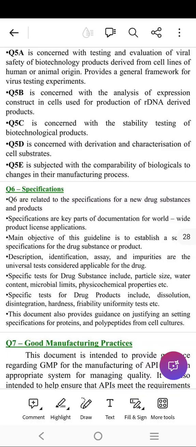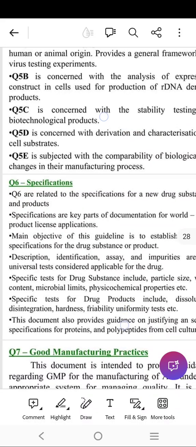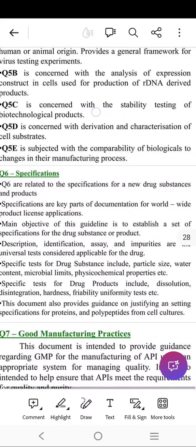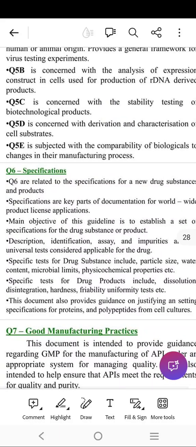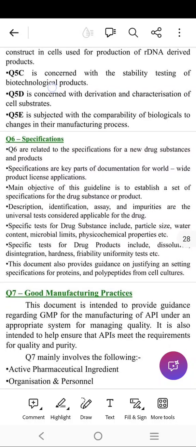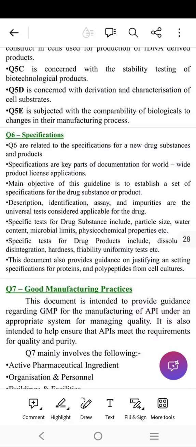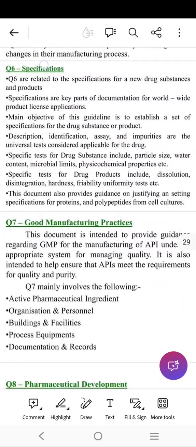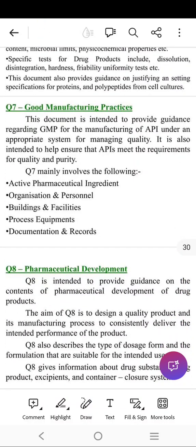Q6, specification. Specification is related to specifications for new drug substances or products. Specifications are key documentation for worldwide product license applications. The main objective of this guideline is to establish a set of specifications for drug substances or products. Okay, and let's discuss Q7.